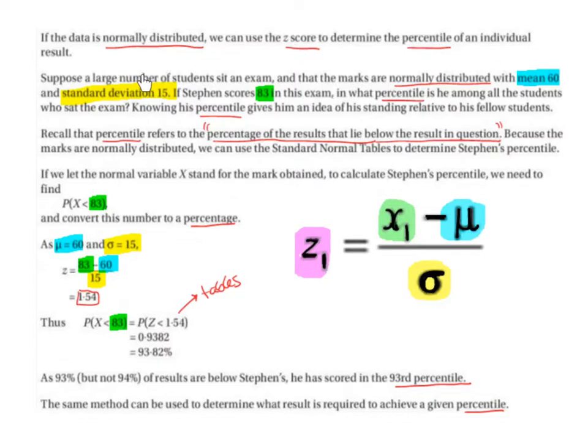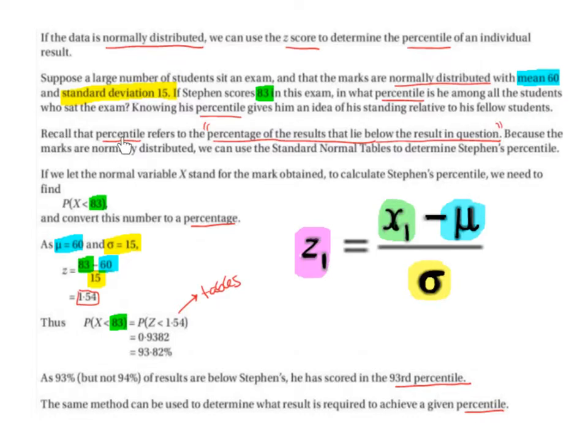Suppose a large number of students sit an exam and that the marks are normally distributed with a mean of 60 and a standard deviation of 15. If Stephen scores 83 in this exam, in what percentile is he among all the students who sat the exam? Knowing his percentile gives him an idea of his relative standing to his fellow students.